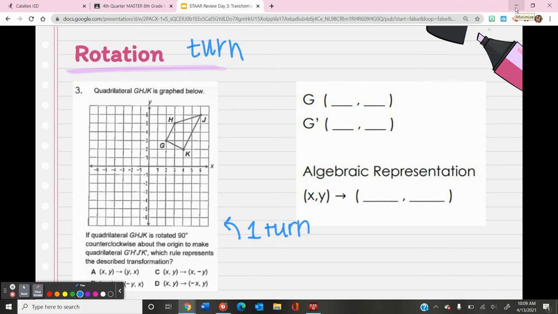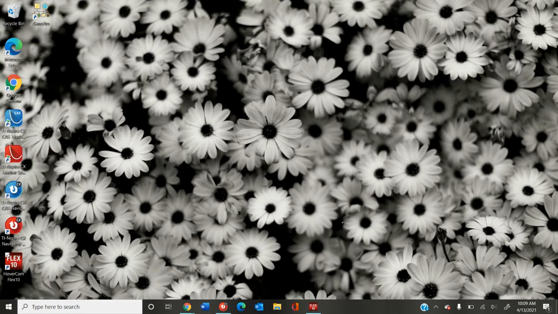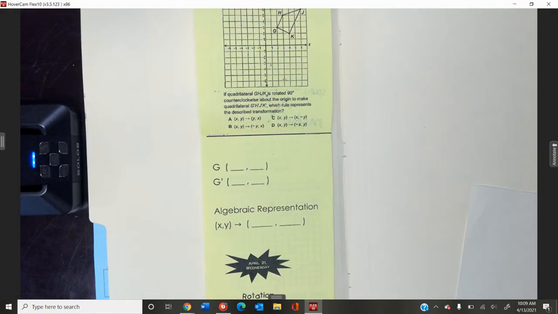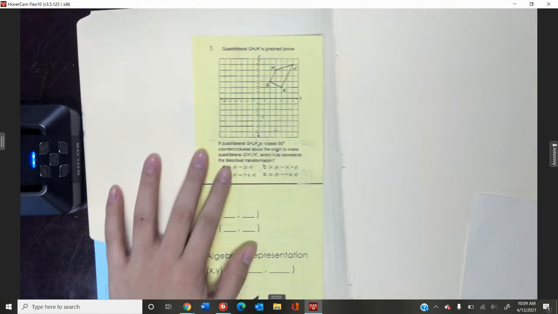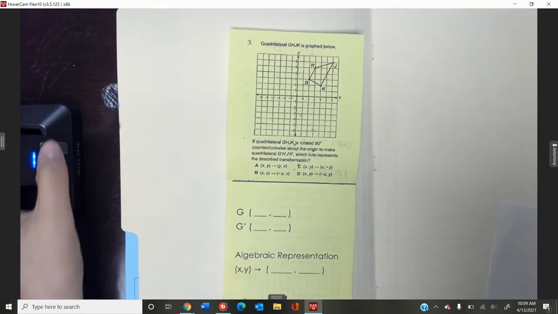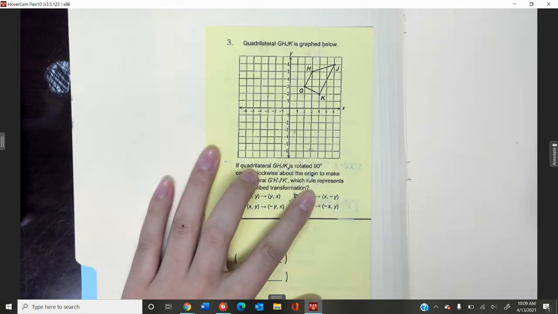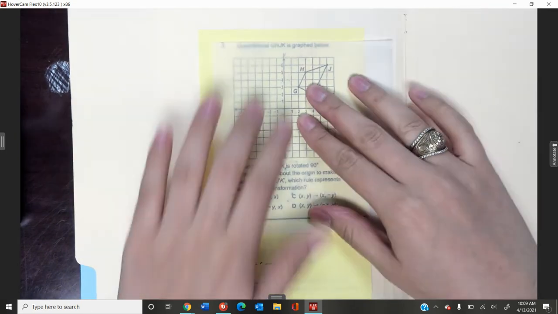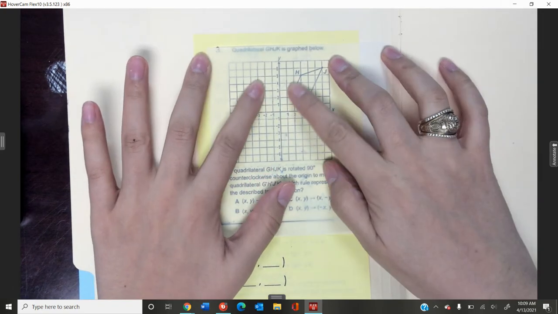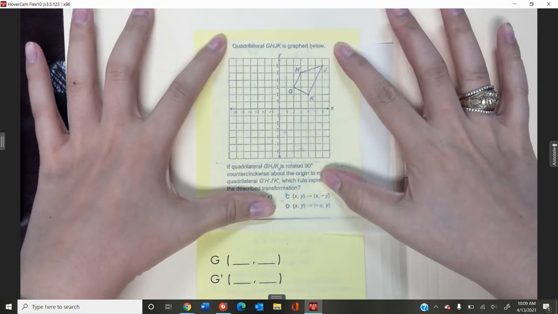So it's asking for the point G. And looking at point G, we are at 2, 3. So G is at 2, 3, and we want to find out what our new point is at G prime. So I'm going to switch over to the doc cam, and we're going to plot this. So I'm going to zoom in. So we have GHJK. So you will be provided a piece of patty paper for this on the STAAR test.